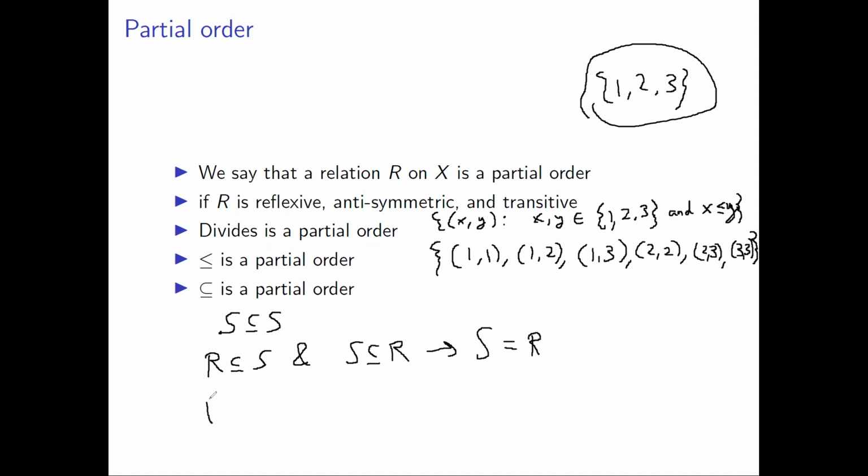And the transitivity, if we have R subset of S, and we have S subset of T, we know all the elements of R are elements of S. And then we know all the elements of S are elements of T. That means that all the elements of R are elements of T. So we get R subset of T. And that's the transitivity. So that one, the subset relation, we can see is a partial order, just like less than or equal to.